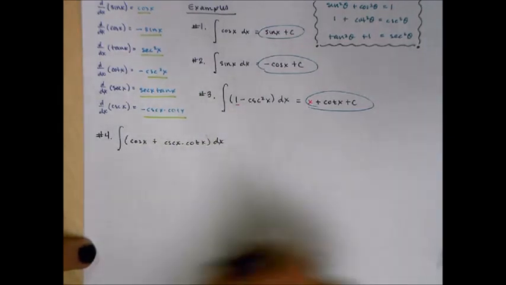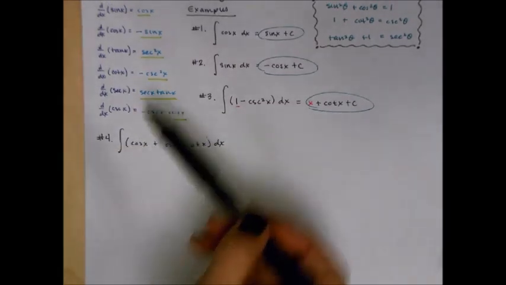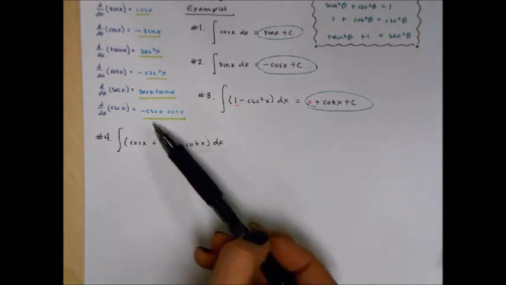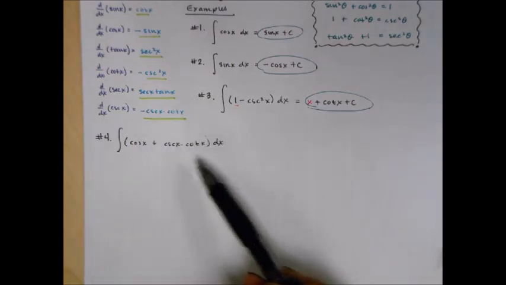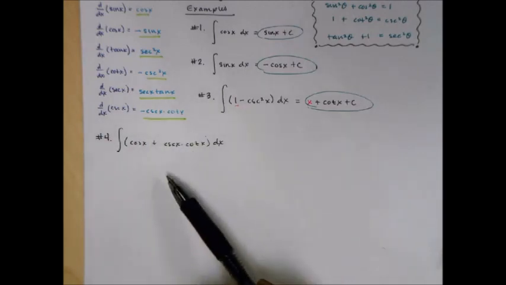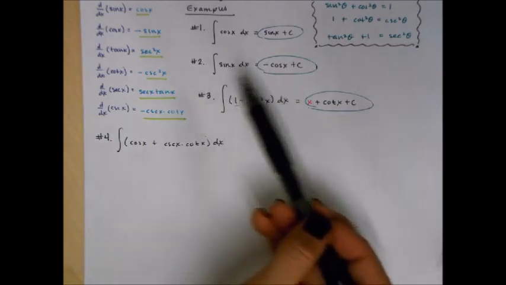All right, so again, we're looking to see if each piece individually can be integrated. So cosine, yes, is in our list. What about cosecant times cotangent? That's also in our list. Although in the list, it has a negative coefficient, and here we have a positive coefficient. So much like example 2, we're going to have to deal with where did the negative go.